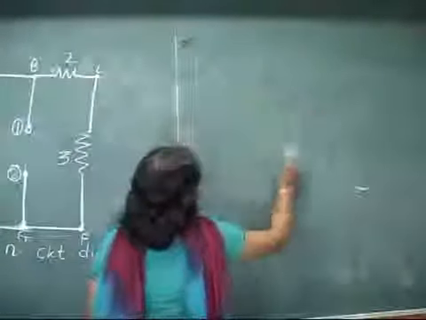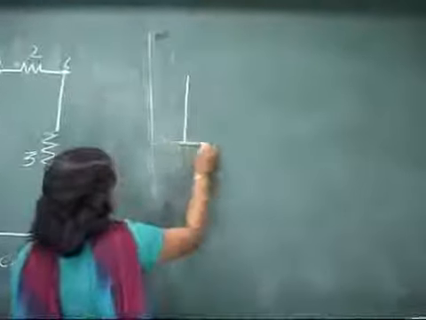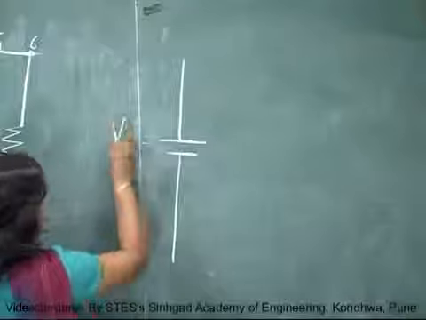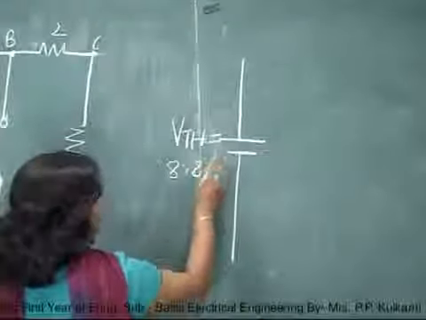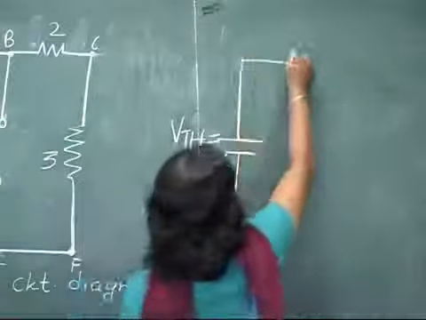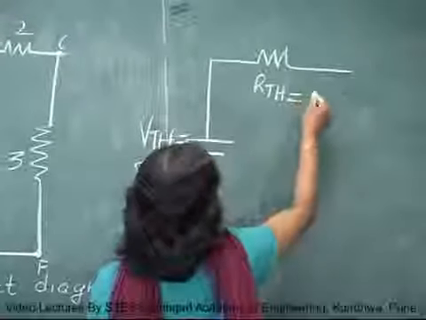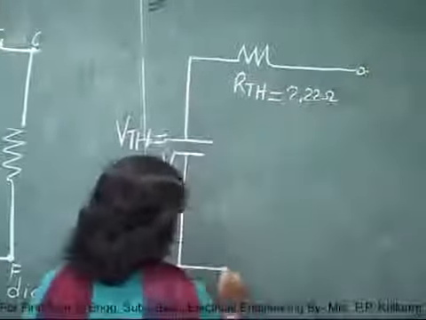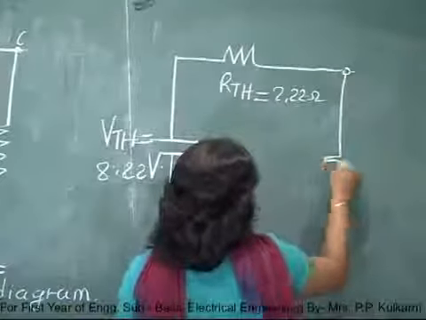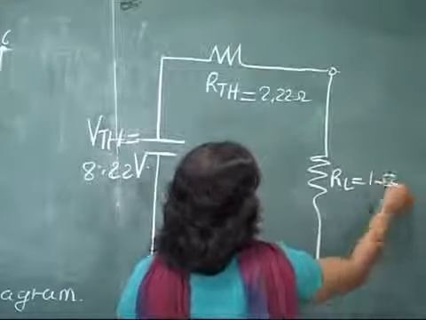So we have already drawn this circuit diagram. What is Thevenin's equivalent circuit diagram? VTH, which we have got, is 8.22 volts. Then we got RTH equal to 2.22 ohms. And then across this circuit, we have to connect the removed load resistance. The value of this resistance is 1 ohm.